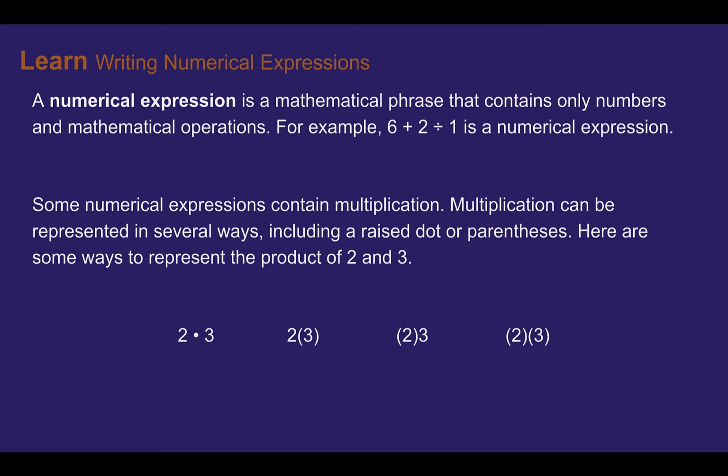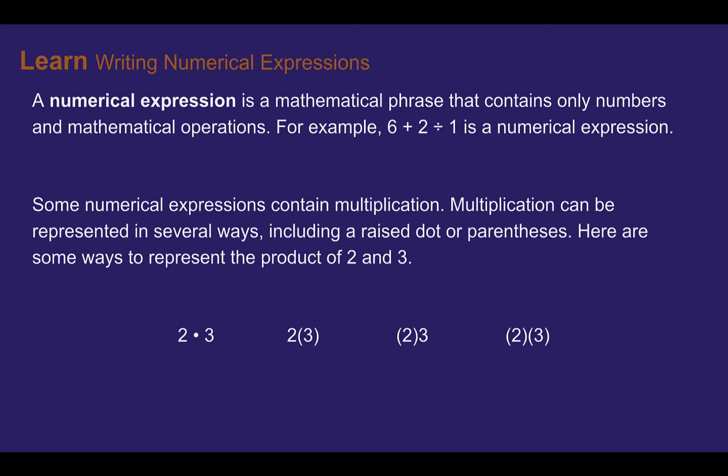So first, a numerical expression is a mathematical phrase that contains only numbers or mathematical operations. So for example, 6 plus 2 divided by 1 is a numerical expression. There are only numbers and those mathematical operations. In some numerical expressions, they contain multiplication, and multiplication is the tricky one because it can be represented in several different ways. So these include a raised dot or parentheses.